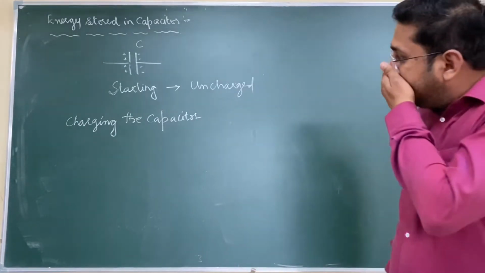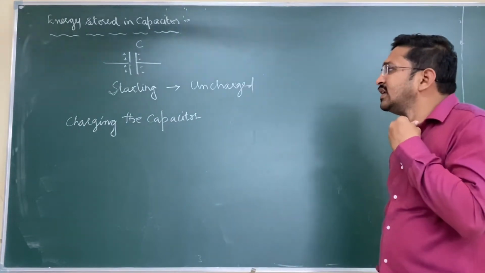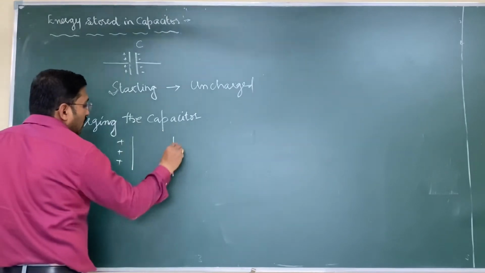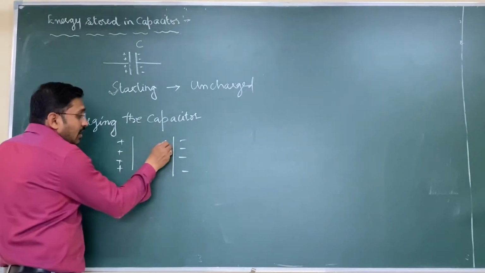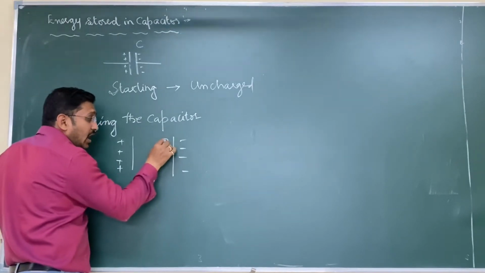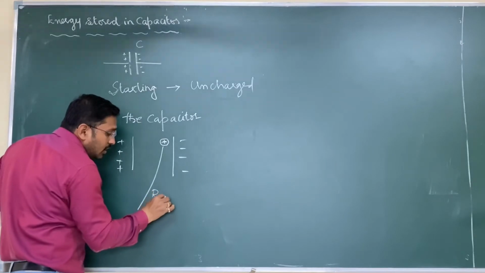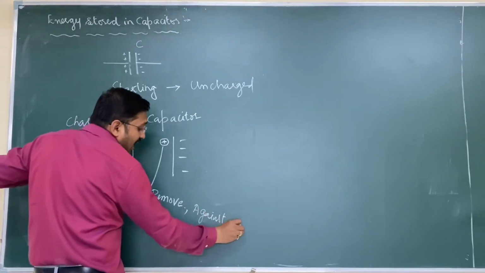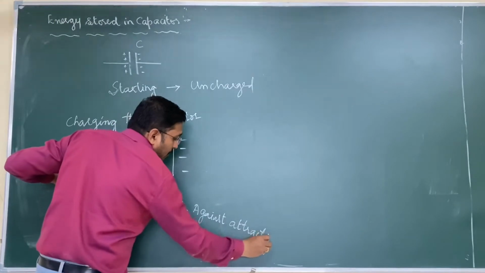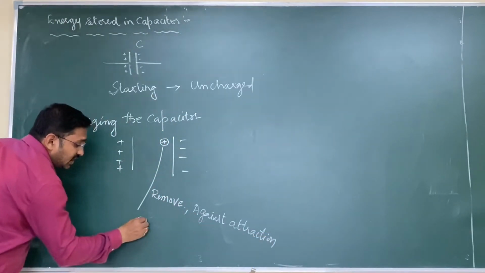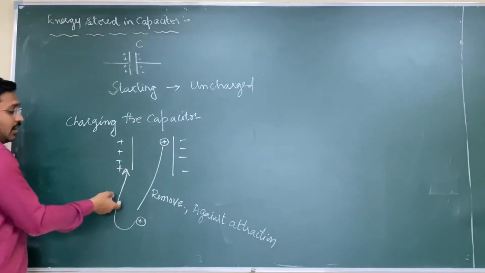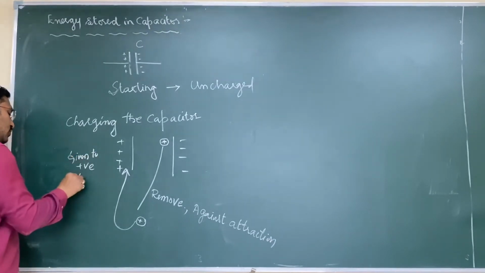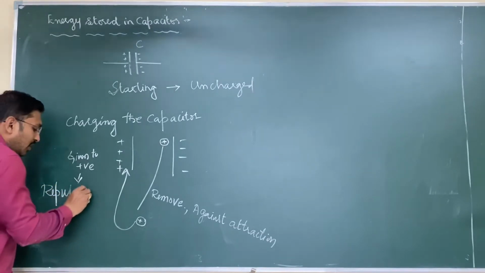Okay, during charging of the capacitor, see here, this is the positive plate and this is the negative plate. From this negative plate, positive charges have to be removed against attraction. Okay, and these positive charges are given to the positive plate. Okay, it is given to the positive plate against repulsion.